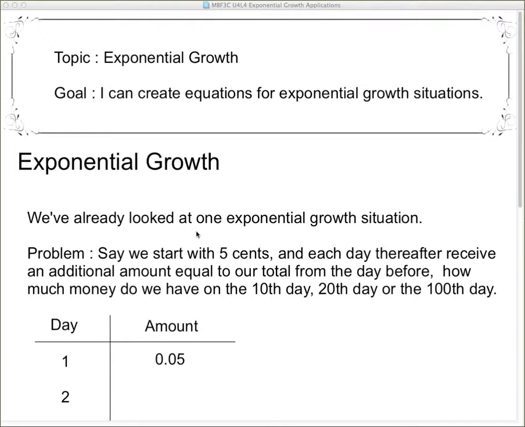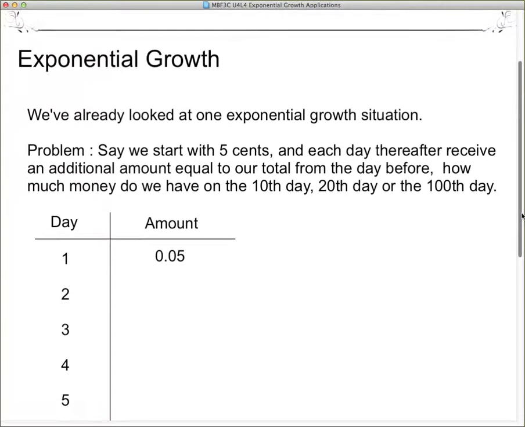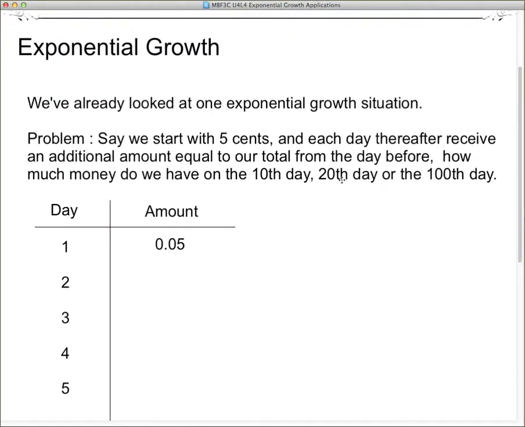Now, we've already actually looked at one of these problems in class. This is sort of a rough idea of the problem that we've looked at. Say we start with 5 cents and each day thereafter receive an additional amount equal to our total from the day before. How much money do we have on the 10th day, the 20th day, or the 100th day? We don't want to calculate every single amount right up to the 100th day, so we've got to figure out some sort of pattern here.